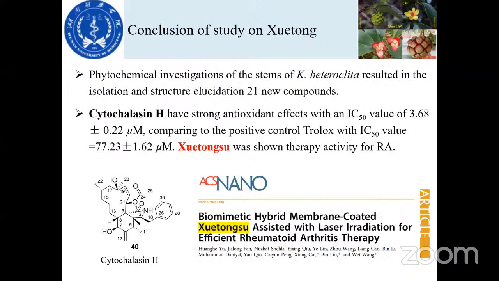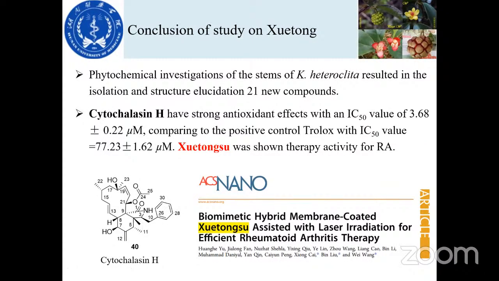As a conclusion of this study on Xue, the phytochemical investigation of the stems of Xue resulted in the isolation of 21 new compounds. Among the known compounds, we found one named cytochalasin H. These compounds have strong antioxidant effects, but this class of compounds is majorly from microbes.